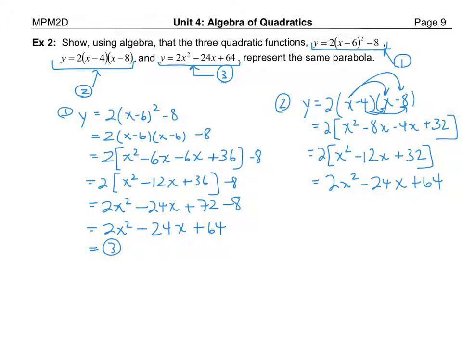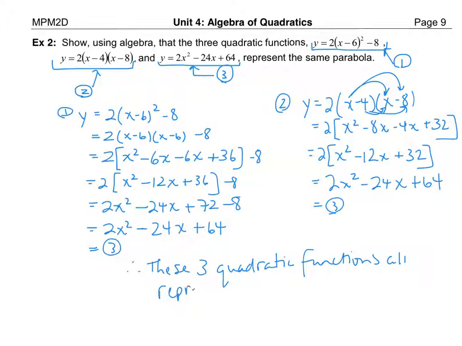If I compare that to equation number 3, yep, it's equal to equation number 3. So therefore, if I were to put them all into Desmos, they're going to lie on top of each other. These 3 quadratic functions all represent the same parabola.